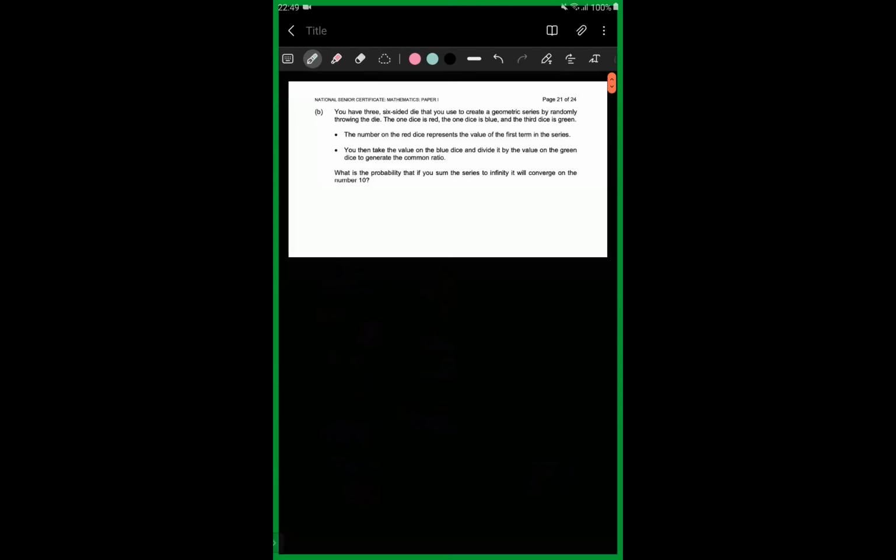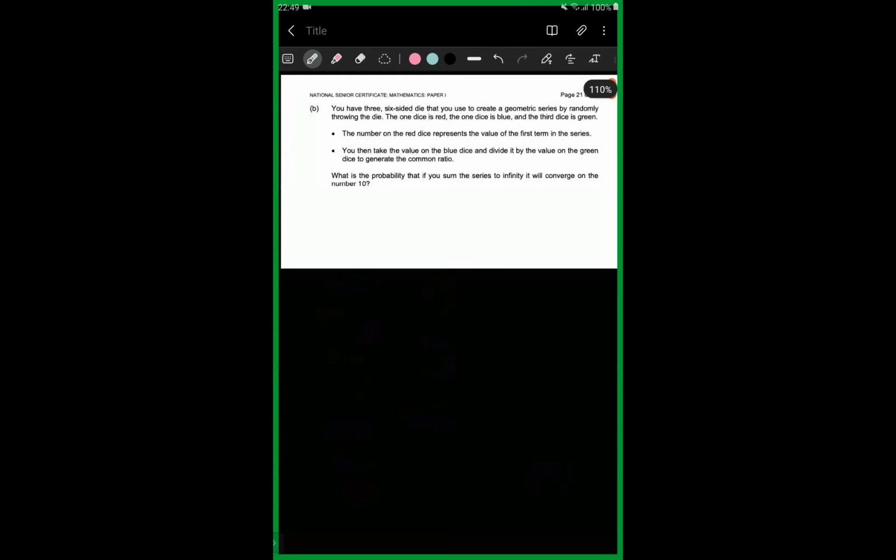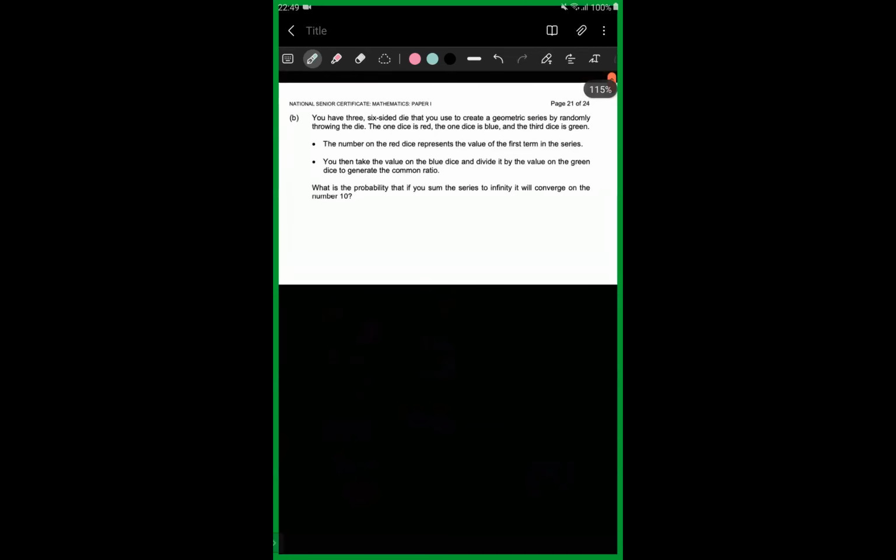Question. That's what it says here. It says you have three six-sided dice that you use to create a geometric series by randomly throwing the dice. The one die is red, the one die is blue, the third die is green. So I think they meant to say the one die is red, the second die is blue, and the third die is green.